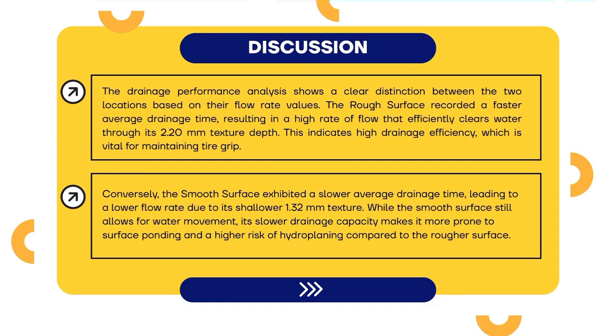rate values. The rough surface recorded a faster average drainage time, resulting in a higher rate of flow that efficiently clears water through its 2.2 mm texture depth. This indicates high drainage efficiency, which is vital for maintaining tire grip. Conversely, the smooth surface exhibits a slower average drainage time, leading to a lower flow rate due to its shallower 1.32 mm texture. While the smooth surface still allows for water movement, its lower drainage capacity makes it more prone to surface ponding and a higher risk of hydroplaning compared to the rough surface.